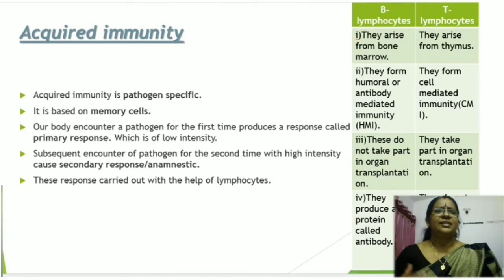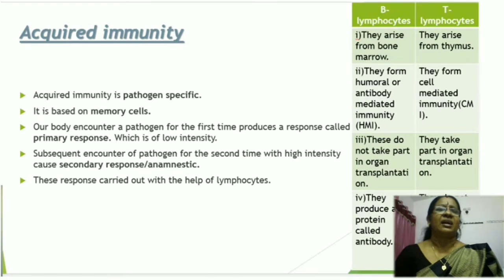You know that some diseases, once they attack our body, never attack again, for example chickenpox. So what happens there? When our body encounters a pathogen for the first time, it produces a response. That response is called the primary immune response, which is of low intensity. When the same pathogen attacks a second time with high intensity, that immune response is called the secondary immune response, or otherwise the anamnestic response.